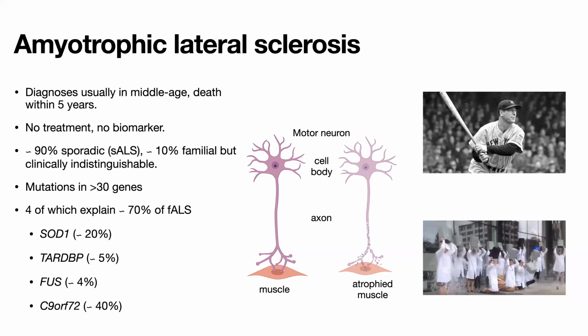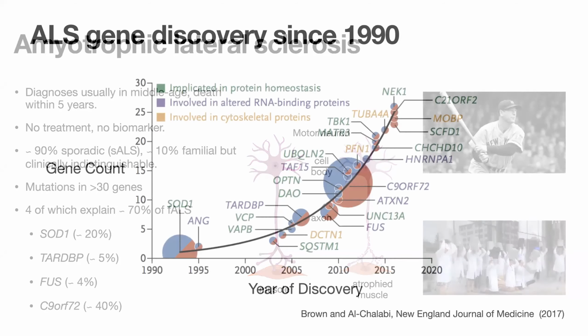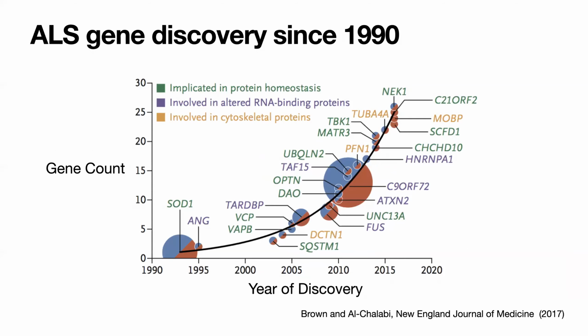No treatment, no biomarker. Most of the time it's sporadic, but the genetics is advanced, and there's 10% of familial cases, and there's more than 30 genes, but you can group them into the big 4 genes, I suppose. This would be SOD1, TARDBP, which encodes TDP43, FUS, and C9orf72. Now, while the genetics has been really advancing, the number of genes involved seems to be doubling every 4 to 5 years. This is great, but it's still a little complicated because with all these genes and proteins, it's not clear exactly what the overall function is in the context of disease pathogenesis.